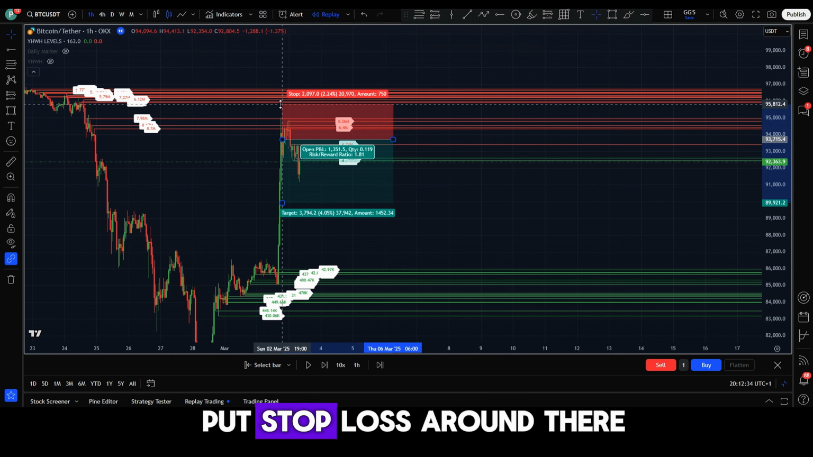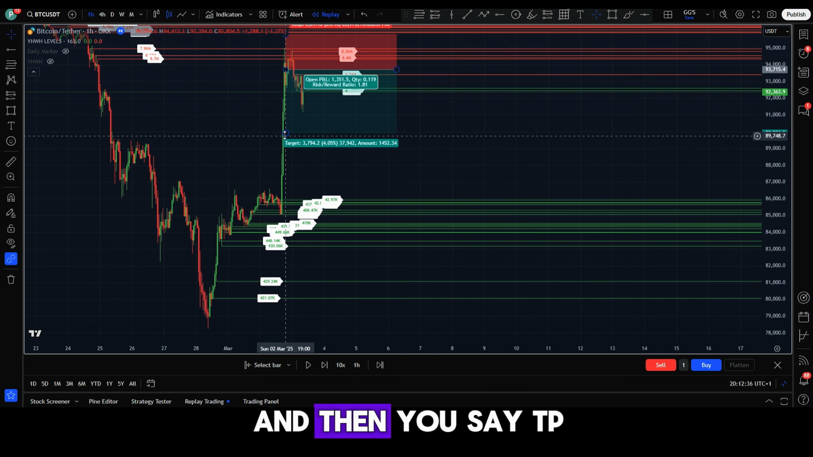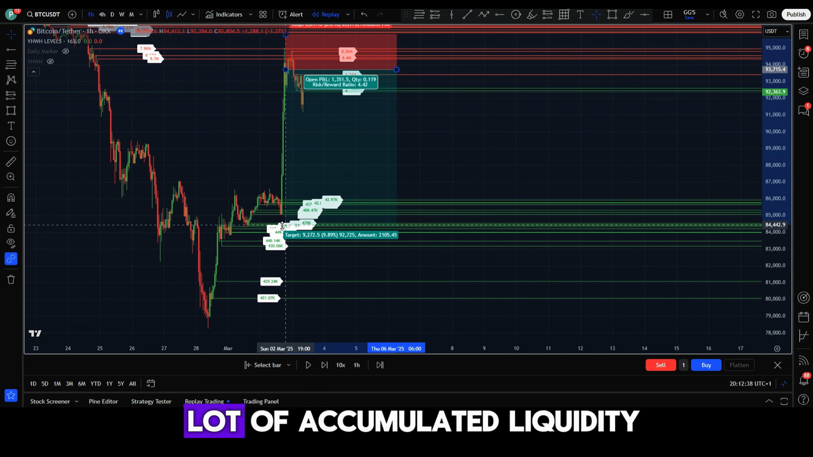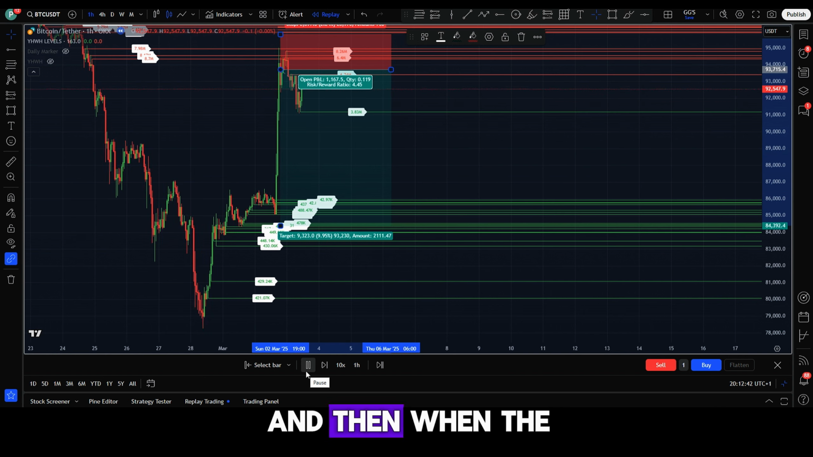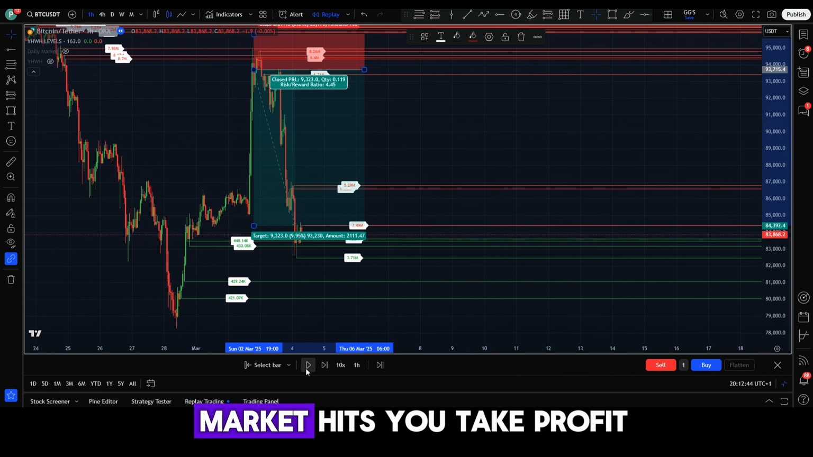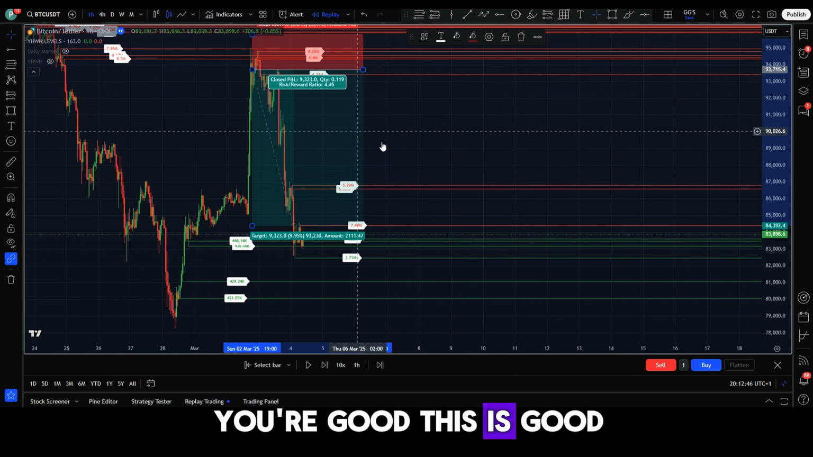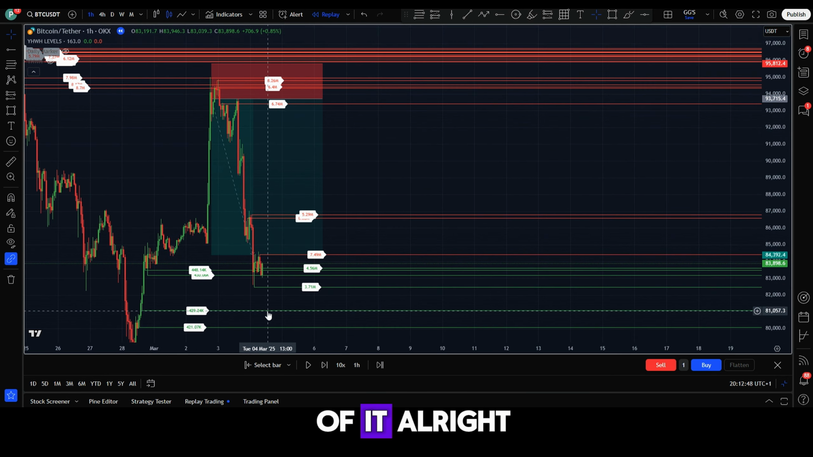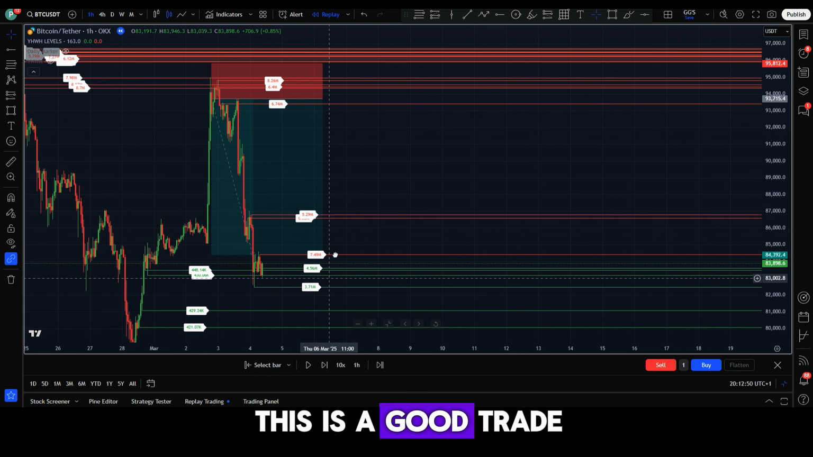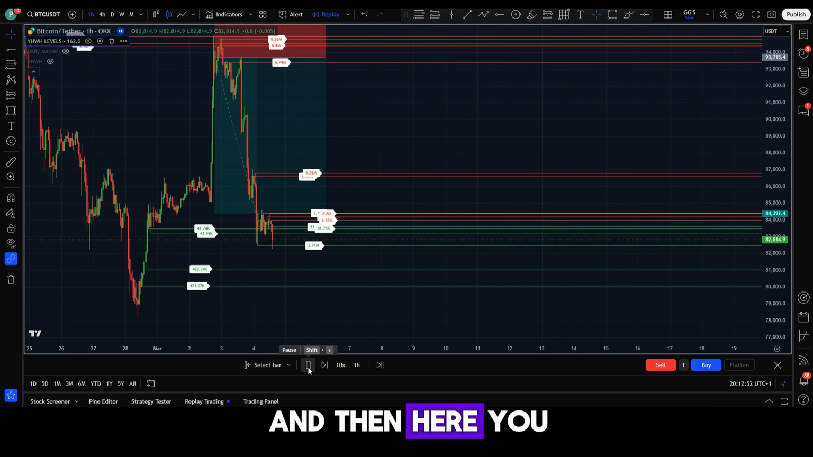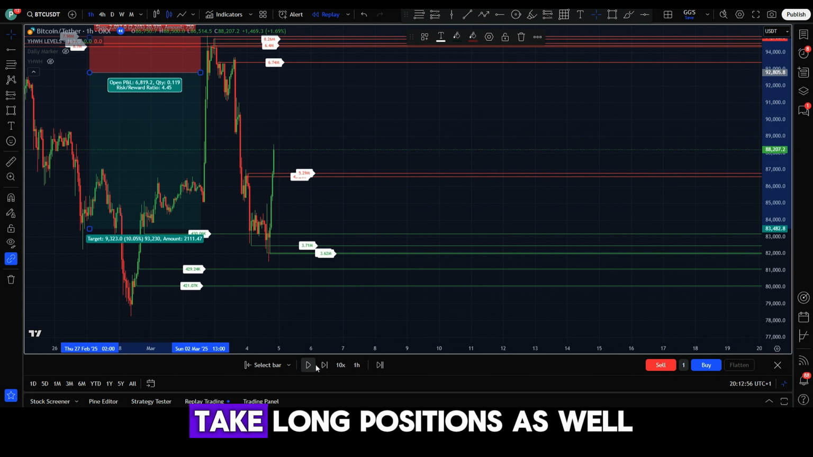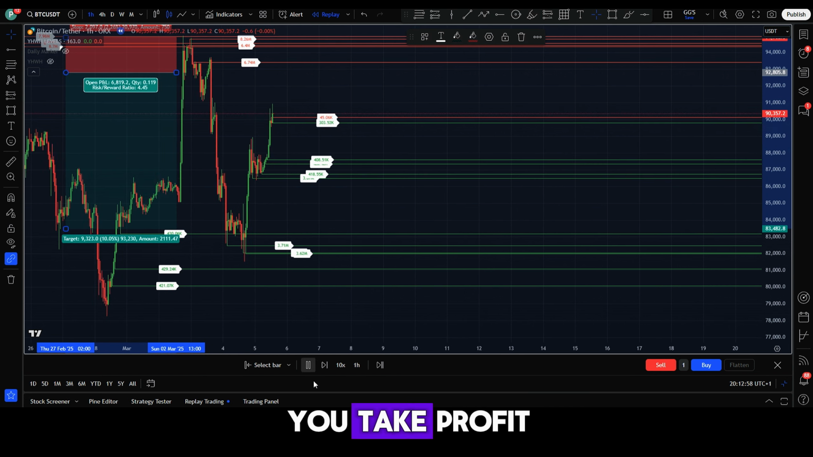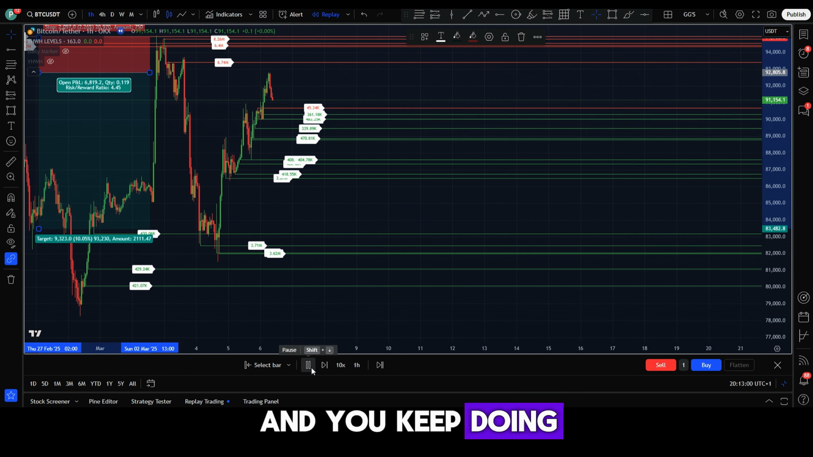But let's say you put stop loss around there. And then you say, TP, I'm taking here. A lot of accumulated liquidity, I'm not risking it. And then when the market hits your take profit, you're good. This is a good trade. You take most of it. And then here you get ready for long positions. And then you take the long positions as well. You take profit and you keep doing this again and again.